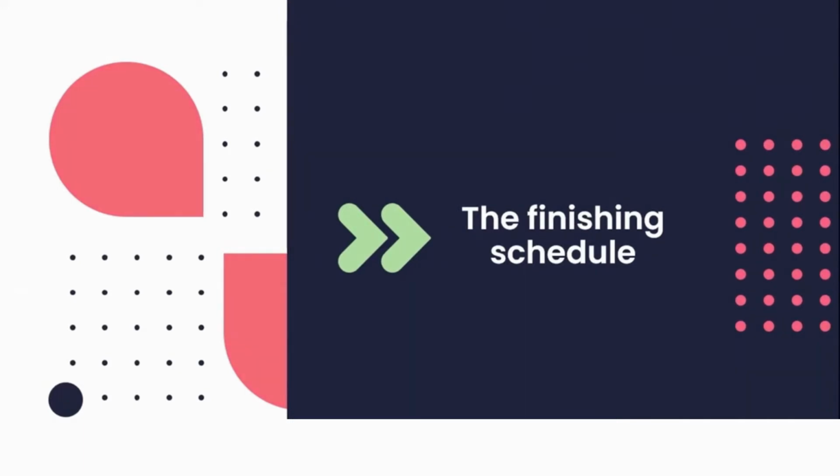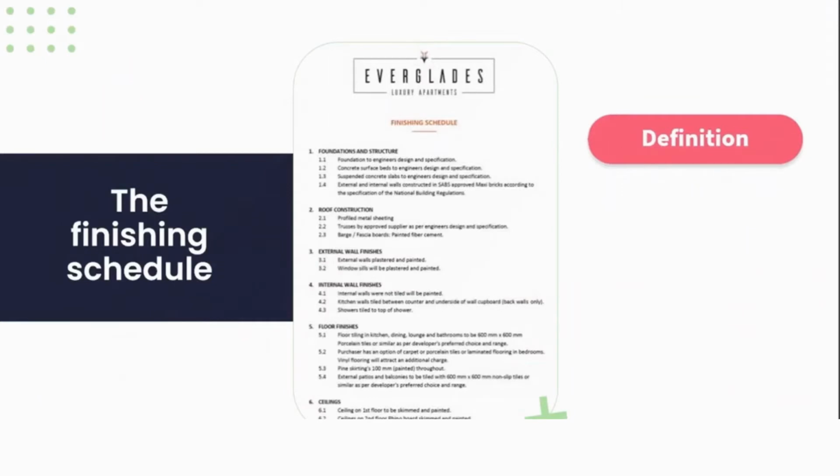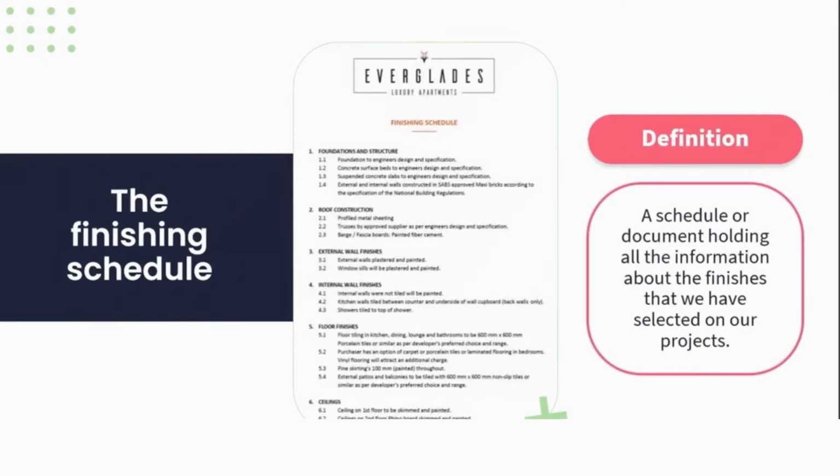Remember, this is the last lesson of Module 3, and you're looking at your final module assignment, so do be prepared. What is the finishing schedule? In simple terms, the finishing schedule is a schedule or document holding all of the information about the finishes that we've selected for our project. The finishing schedule will contain all of the information about the finishes broken down throughout the project.